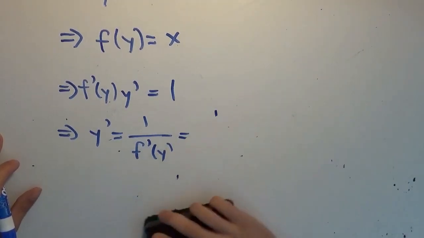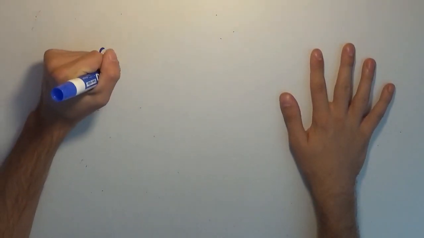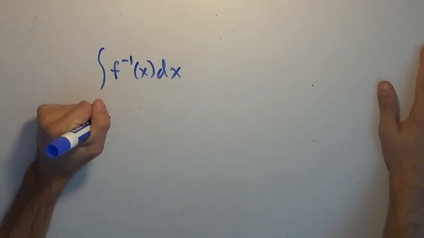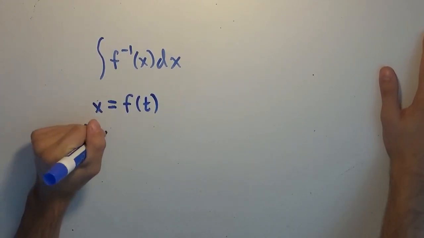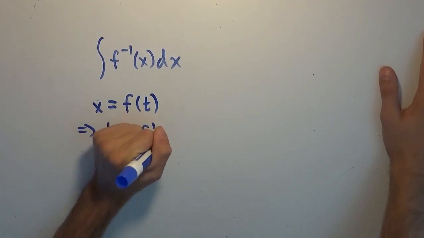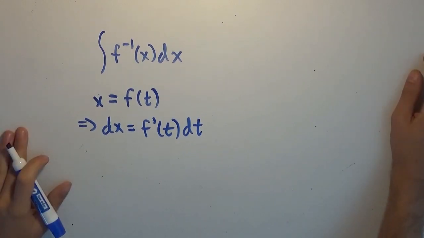So now let's calculate the antiderivative. So we're going to have to do a substitution in this one. So we want to know the antiderivative of the inverse function of x. I think it seems natural that we're going to say let x equal f of t, in which case, taking the derivative on both sides, we'll get that dx is equal to f prime of t dt, pretty basic calculus there.